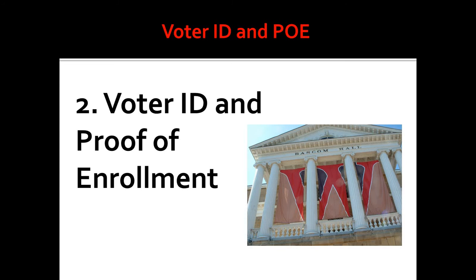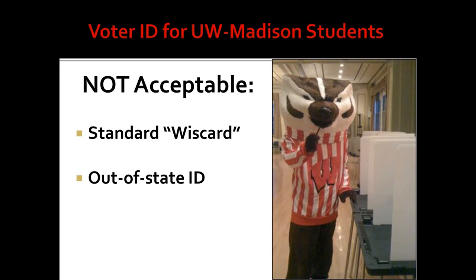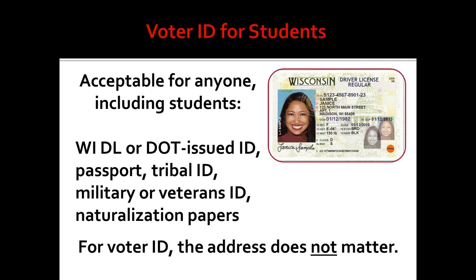Now that the student is registered, let's go over voter ID and proof of enrollment. The standard student WISC card is not acceptable, as it does not meet the specifications in the law. Any out-of-state driver license is also not acceptable. Of course, a student can use any of the forms of ID that are acceptable, such as a Wisconsin driver license. For voter ID, the address on any of these does not matter.